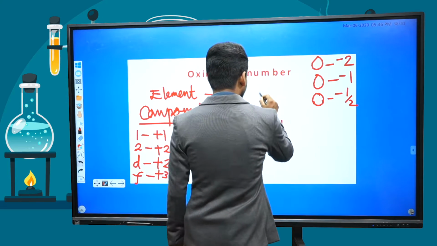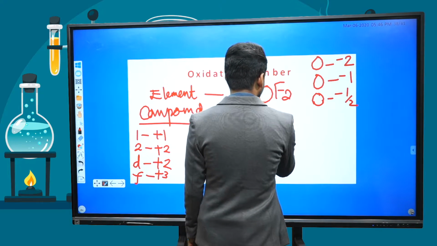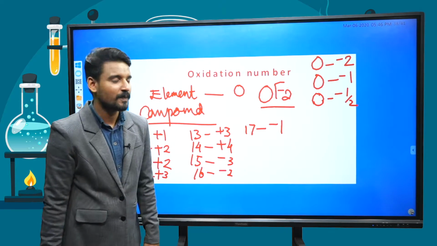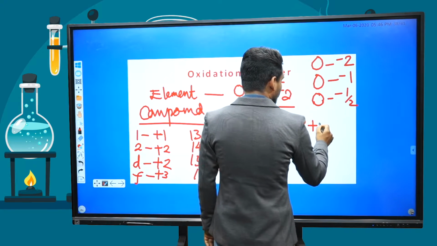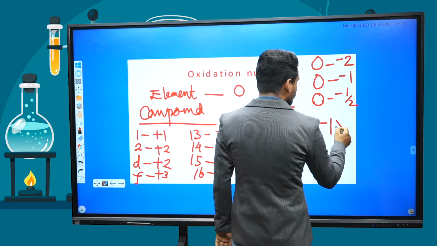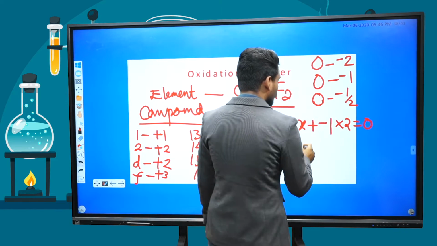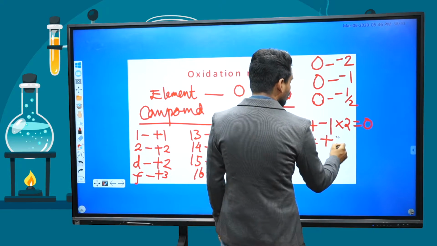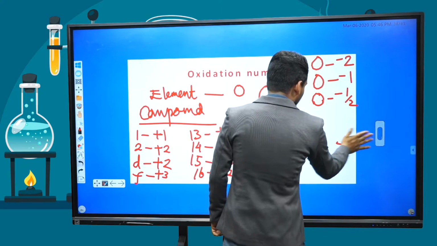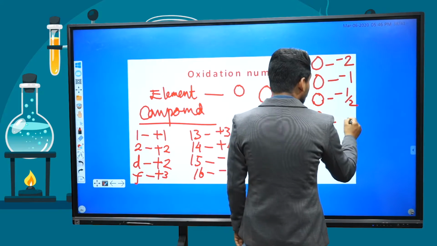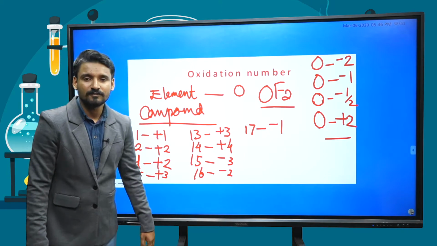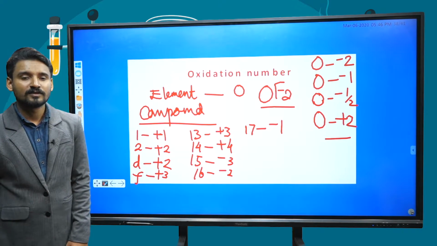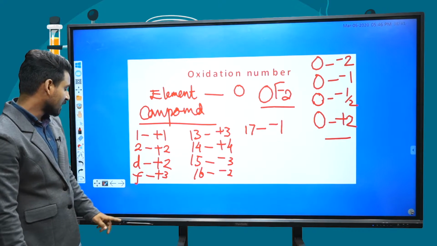And one more thing is there, OF2, oxygen difluoride. Let us calculate the oxidation state of oxygen here. X plus -1 for fluorine into 2 is equal to 0. So we get X is equal to +2. Is it? So oxygen has +2 state also. So that's a variety in oxygen. Let us consider some examples for this calculation.